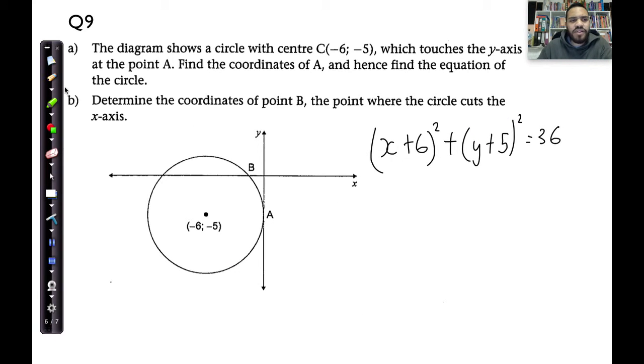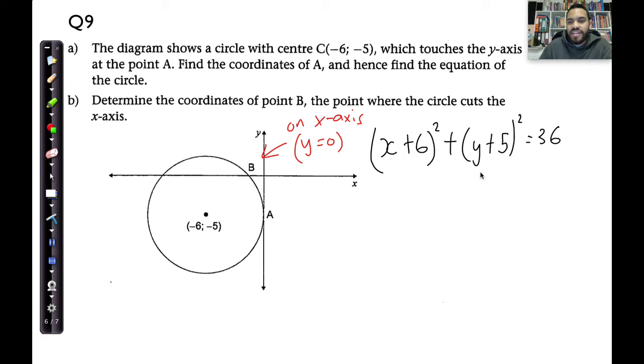Well, there's something you've got to know about B. B lies on the x-axis. B is on the x-axis, right? And if B is on the x-axis, then we can say the y-coordinate is equal to 0. That's something we know. We want to determine the coordinates of B, but we know y is equal to 0. B is on the x-axis, and so is the circle. It is the point of intersection with the x-axis.